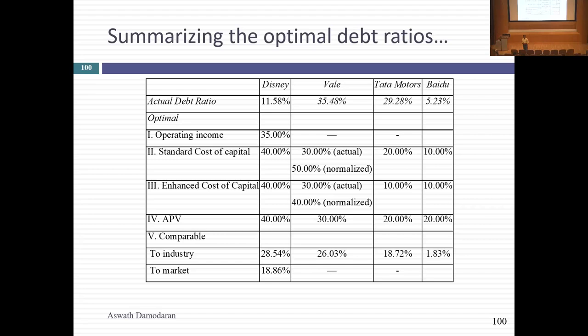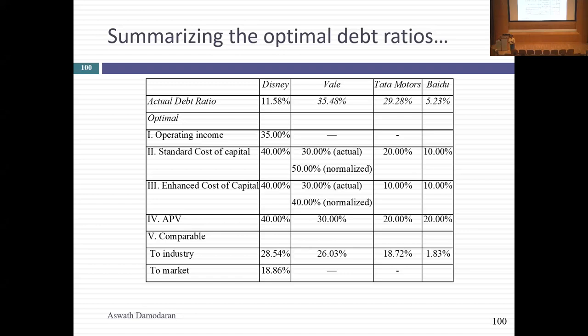Looks like I'd get a more precise answer, right? I'd get the optimal debt ratio for Disney. I could move to the second decimal point. In fact, I could probably set up the spreadsheet to solve for the optimal and say the optimal debt ratio for Disney is 37.25%. Have you ever heard of false precision?